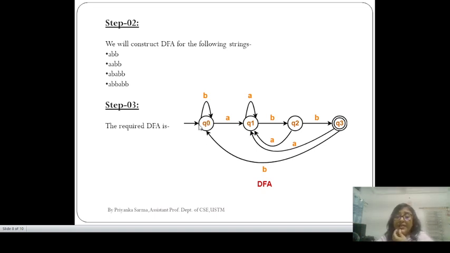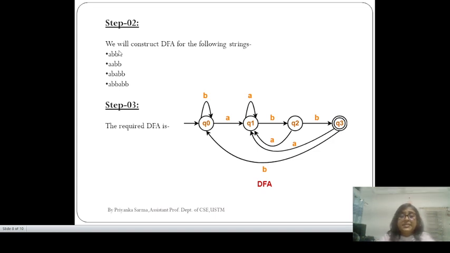So start from the Q0 state. Q0 can accept the first symbol A and can move to its next step. Next symbol is what? Again B. So Q1 can accept B and can move to its next state. Now from this Q2 state, again Q2 can accept B and move to its last state, that means the Q3 state. That means this machine can accept ABB.